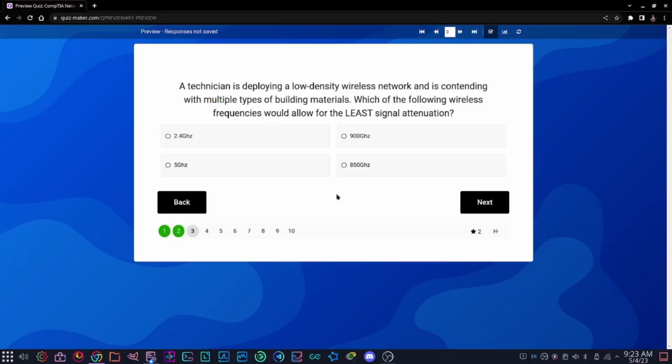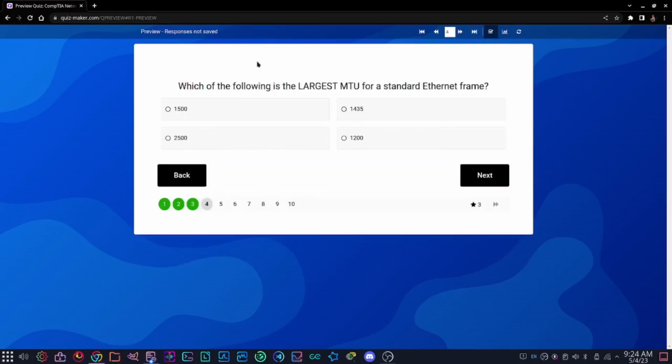Alright, question 3. A technician is deploying a low-density wireless network and is contending with multiple types of building material. Which of the following wireless frequencies would allow for the least signal attenuation? So we have 2.4 gigahertz, 900 gigahertz, 5 gigahertz, or 850 gigahertz. We see that it is contending with multiple types of building material. The best frequency range for this is going to be 5 gigahertz because it works best with materials and it works best with different frequencies as well.